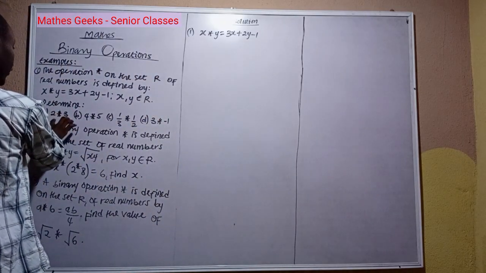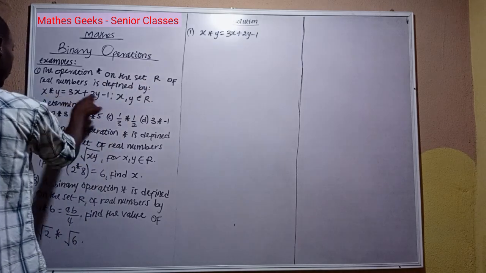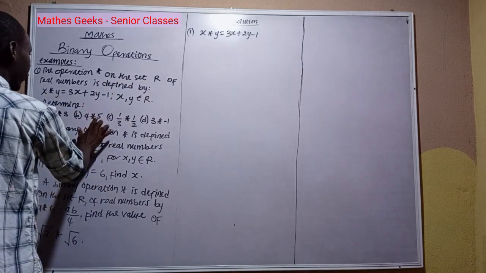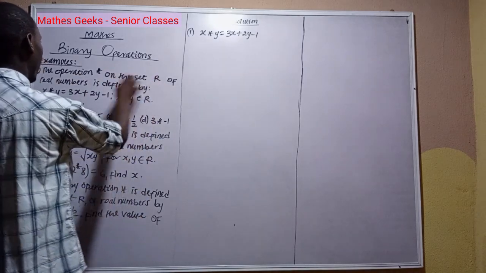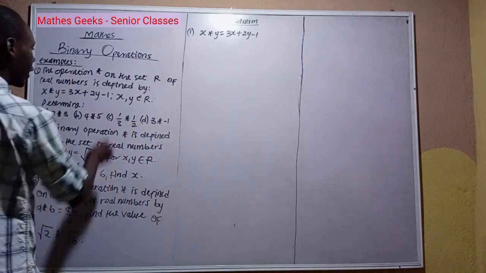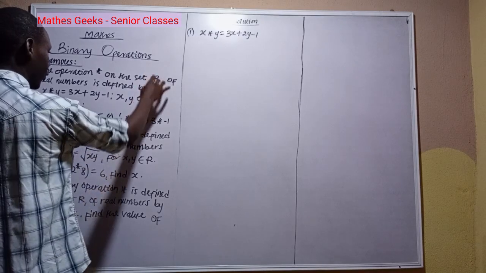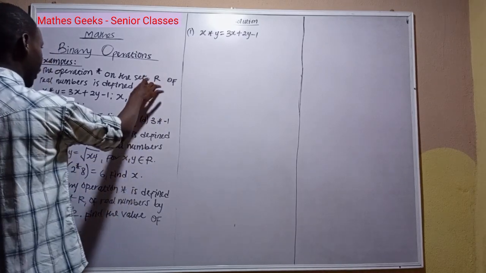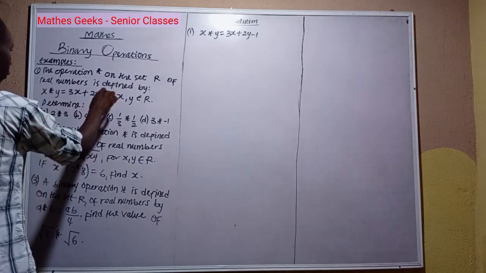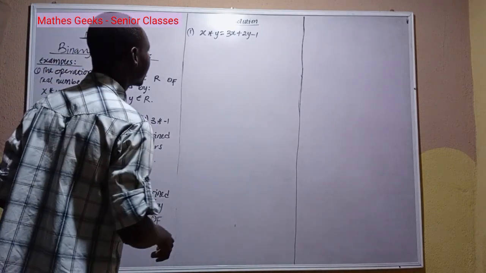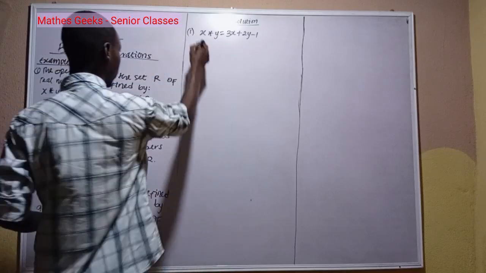So these are two members of set R that are combined using this operation. B, 4 star 5. So 4 and 5 are two numbers that belong to the set R that are combined using this operation. C, 1 over 3 star 1 over 2. These are also members of set R that are combined using this operation to determine their value using this rule of combination. We can also say that this is the formula to be used. So let's proceed.